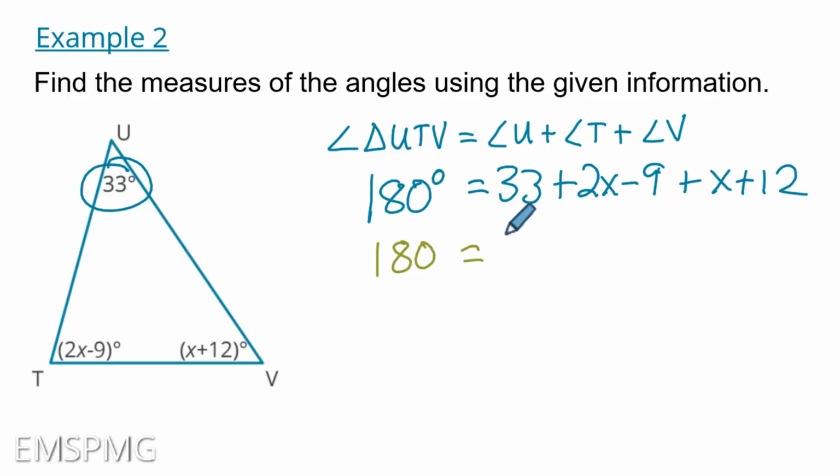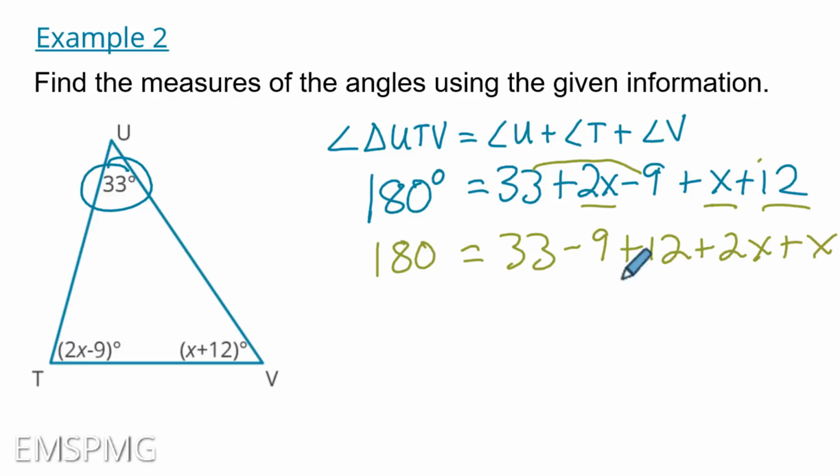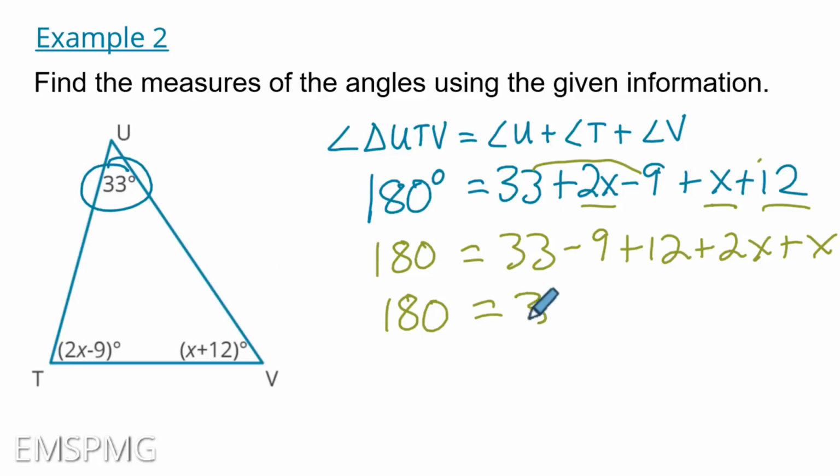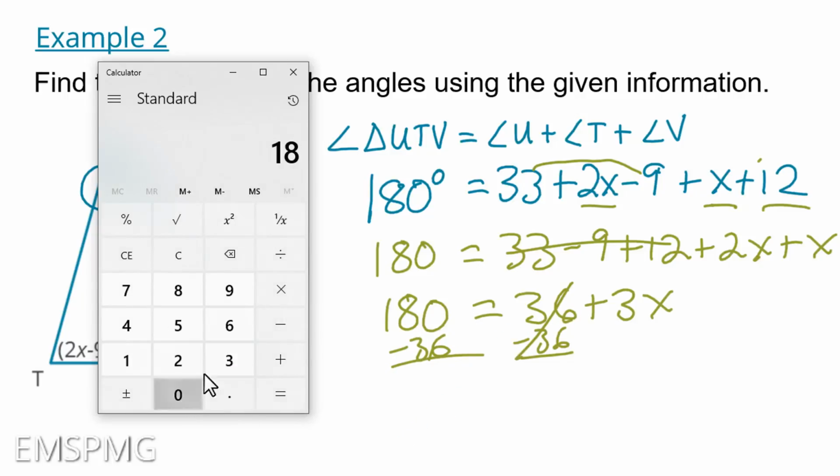So we got 180 equals 33. And let's put these together. So we got minus 9, and then let's put the 12 over there too. And then let's put the x's together. So we got plus 2x plus x. And then let's reduce all of these together. So let me bust out a calculator real quick. We have 33 minus 9 plus 12. Bam. So that is 36. And then 2x plus x is 3x. And then let's simplify this, and we got 180 minus 36.